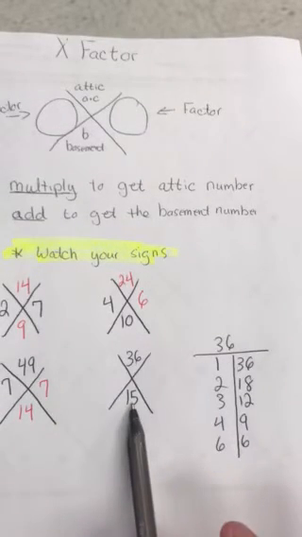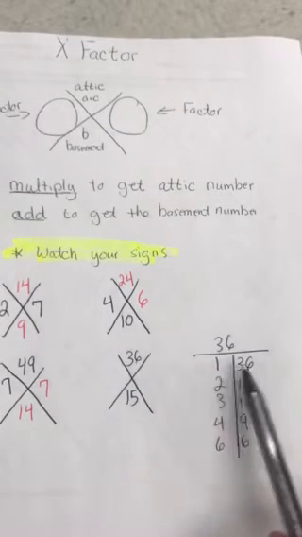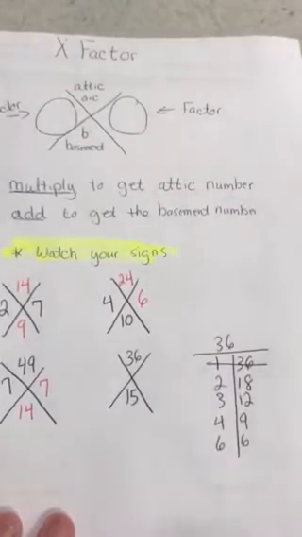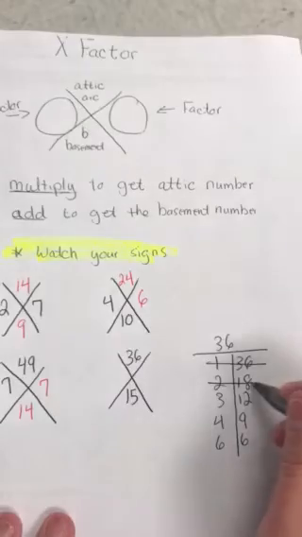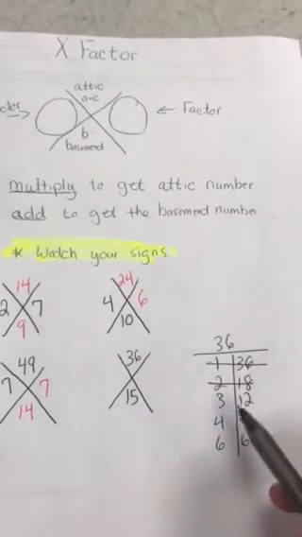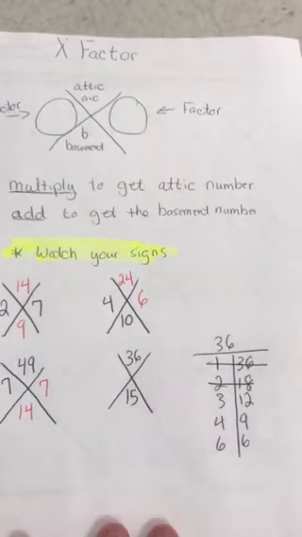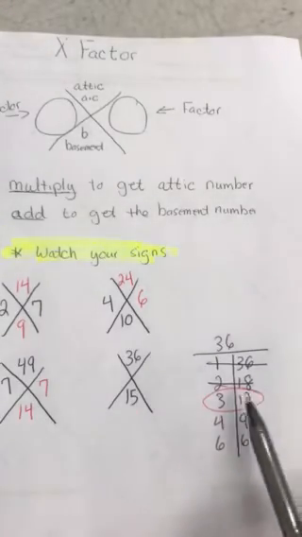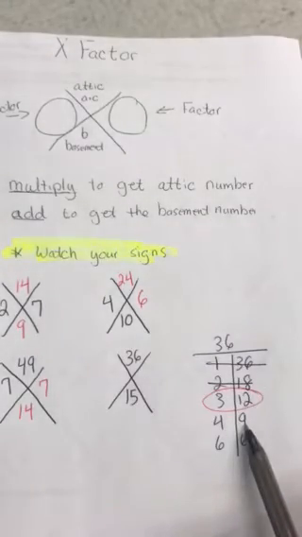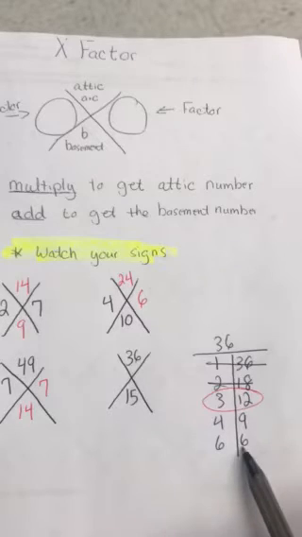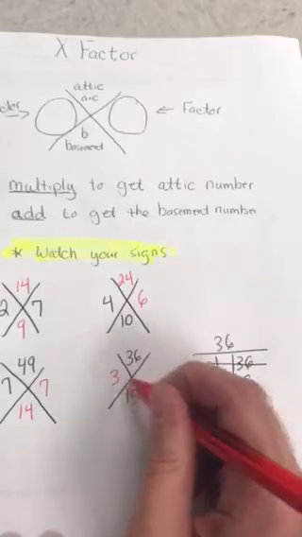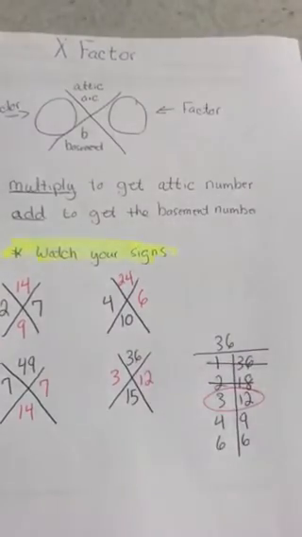But which of these add to make 15? Well, 1 plus 36 is 37, so this one doesn't work. 2 plus 18 is 20. That one doesn't work. 3 plus 12. I like this one because that one equals 15, but let's continue. 4 plus 9, that doesn't work. And 6 plus 6, that one doesn't work. So then my factors I fill in are 3 and 12. And that's really all that I'm asking you to do.